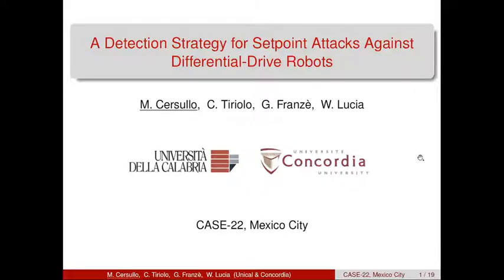Hello everyone, my name is Mattia Cersullo and I'm a student from University of Calabria. Today I'm presenting our paper on detection strategy for setpoint attack against differential-drive robots.